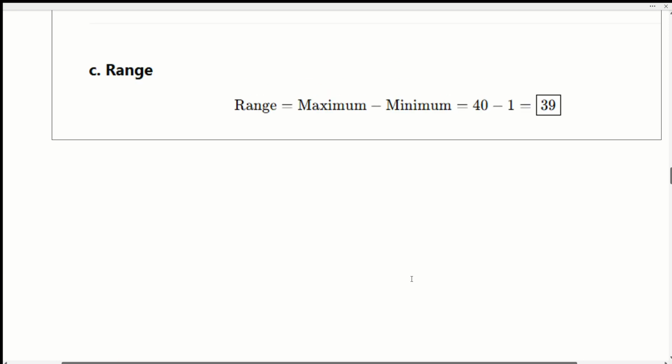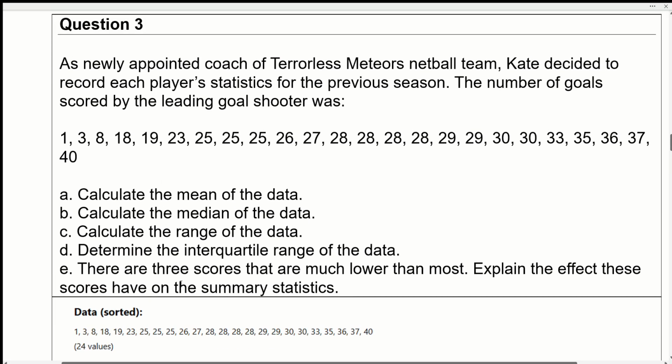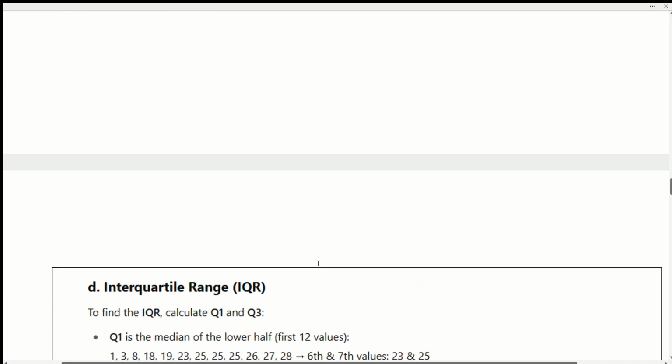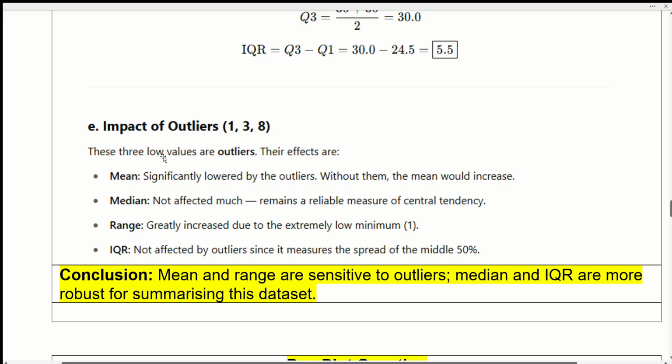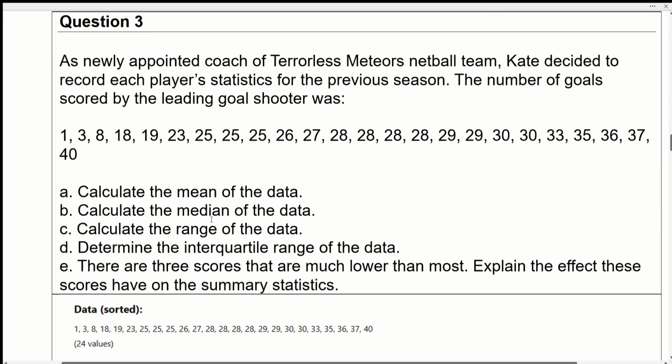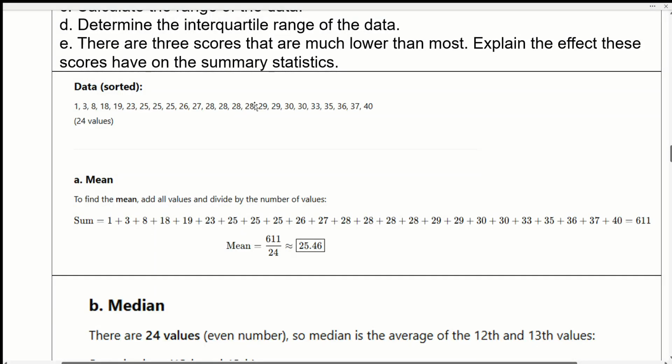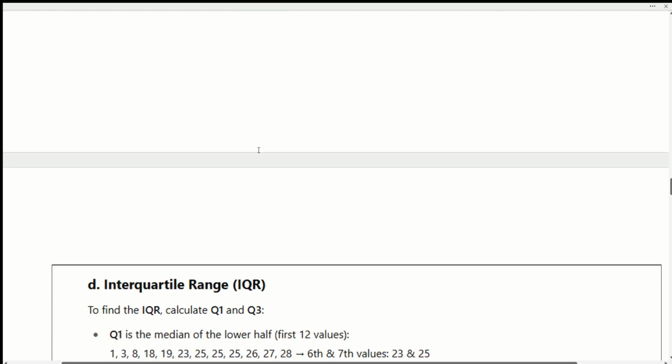Okay. Now part E of this question says there are 3 scores that are much lower than most. Explain the effect these scores have on the summary statistics. So we're basically asking you to comment on this particular data set. If we look at the impact of the outliers, these 3 values, 1, 3 and 8, from the data set, if we go back to it, 1, 3 and 8, the other ones are quite big. They're all 2 digits, as you can see, of the 24 values.